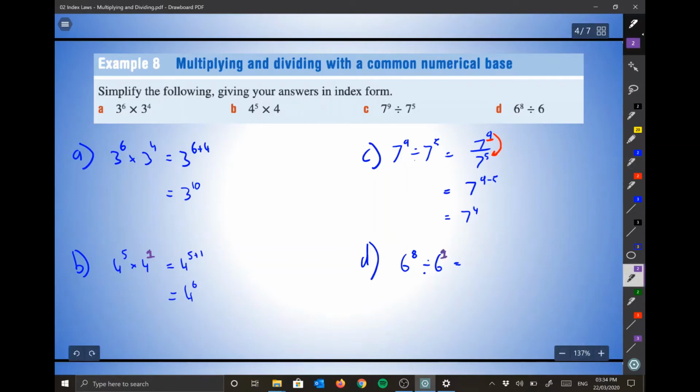Remembering that we have a 1 here. So we're going to write it in a fraction. And then that makes it easier for us to recognize that it's 8 minus 1. Or 6 to the power of 7.